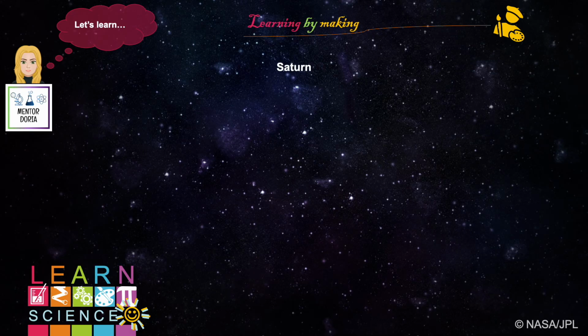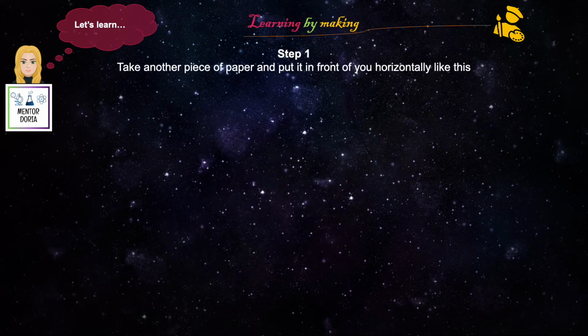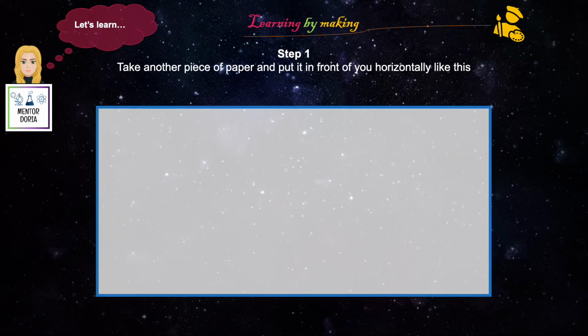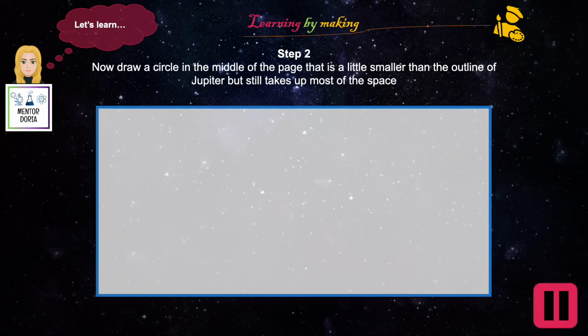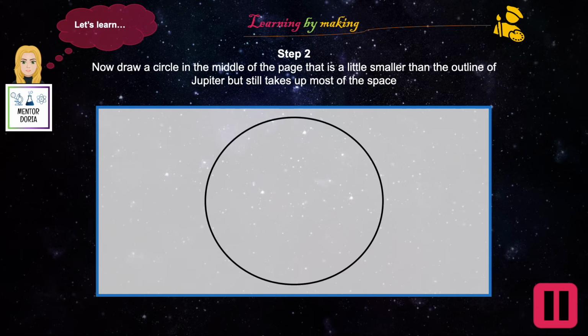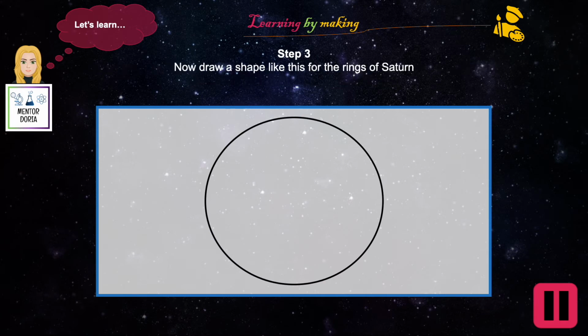The next planet we will be drawing is Saturn. Again, grab another piece of paper and put it in front of you horizontally like this. Draw a circle in the middle of the page that is a little smaller than the outline of Jupiter. Make sure it still takes up most of the page like this. We will use this circle for our outline of Saturn.